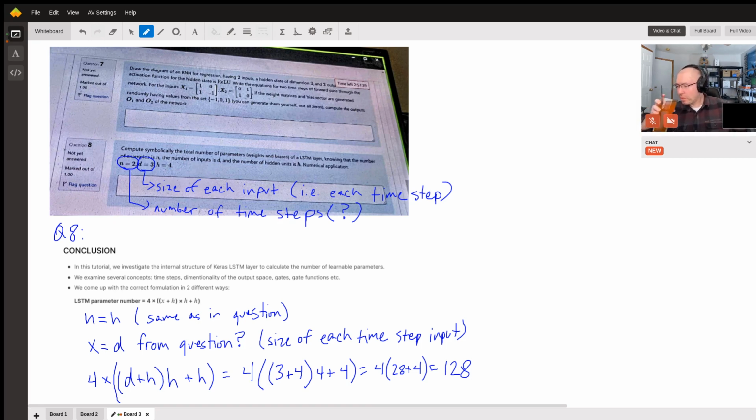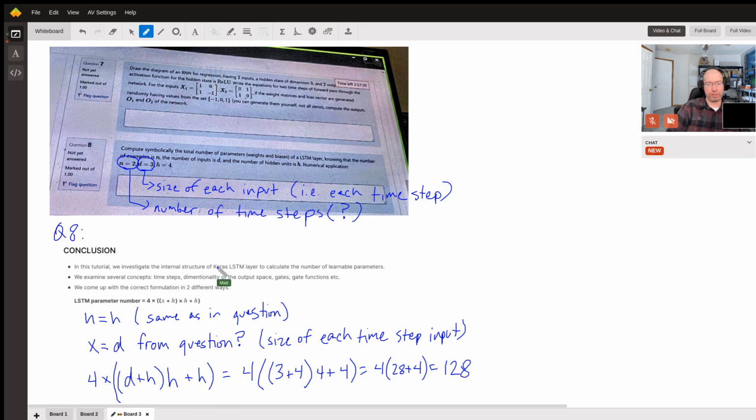For some reason, I remember the D plus H. I might be remembering from a different class, but for some reason, I remember this formula from somewhere. Okay. Yeah, I think the formula should be right. You could write this also as 4 times dh plus h squared plus h or something like that, if you wanted to.